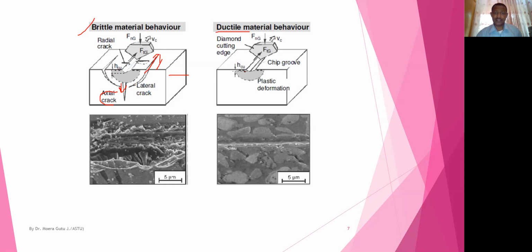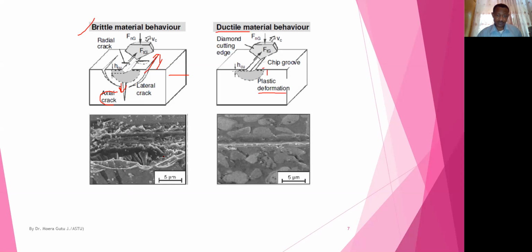In ductile materials, the depth of cut is very small, and here, as you see, there is no lateral crack as in machining brittle materials, because there is easy plastic deformation, whereas in brittle materials cracks can form. The chip grooves here are very smooth on the machined surface. This is the optical microscopy image of the machined surface.